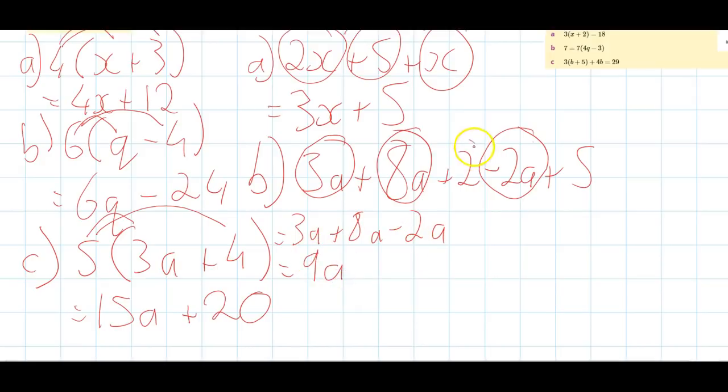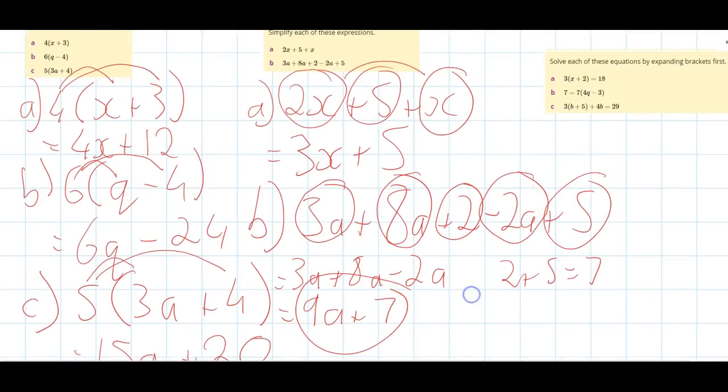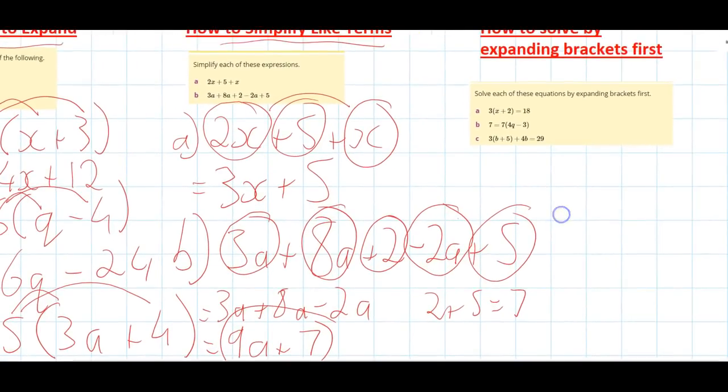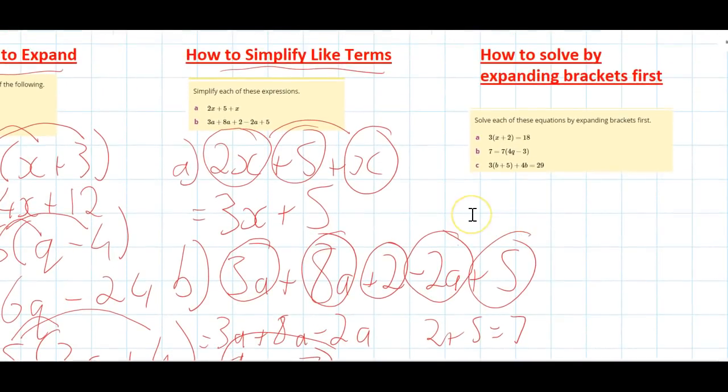9a. And then I've got these like terms here of plus 2 plus 5. So 2 plus 5 equals 7. So I have 9a plus 7. That's how I've simplified that equation. So instead of it being this long expression, I've been able to simplify that. I'll move on now to the last part, and I'll just create a bit of space here for you.